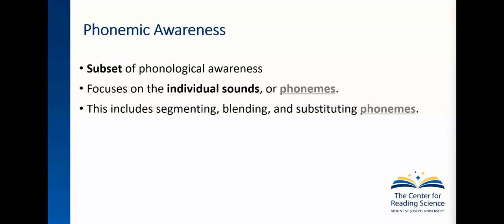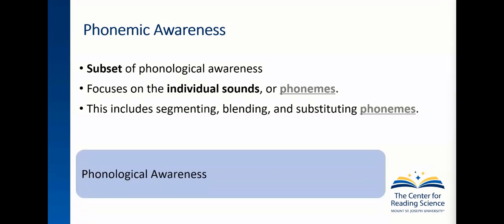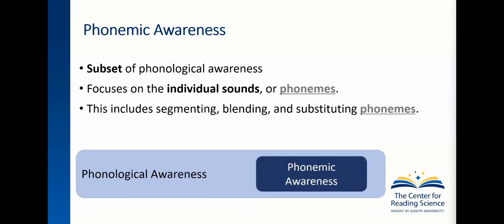K, a, t. Blending is taking the sounds and putting them all back together again. So if I give you the sounds s, k, oo, l, put all those sounds back together again, and I get the word school. Substituting is when one phoneme is substituted for another. If the first sound in bat is changed to m, the new word is mat. Phonological awareness is the awareness of the sound structure, and phonemic awareness is a subset of phonological awareness where we focus on the individual sounds in words.